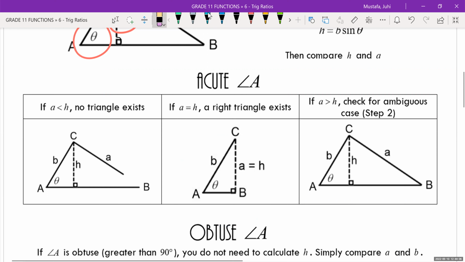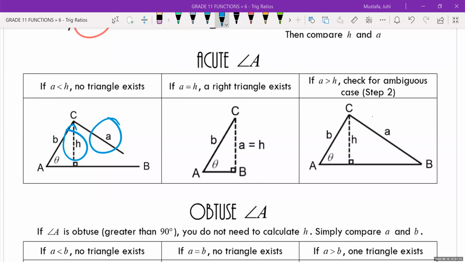Okay, this last scenario is the one you have to be most careful of, and that is when side length A is larger than the height of your triangle. So if A is greater than H, then that is a situation where it might be an ambiguous case. Okay, let me pause here.